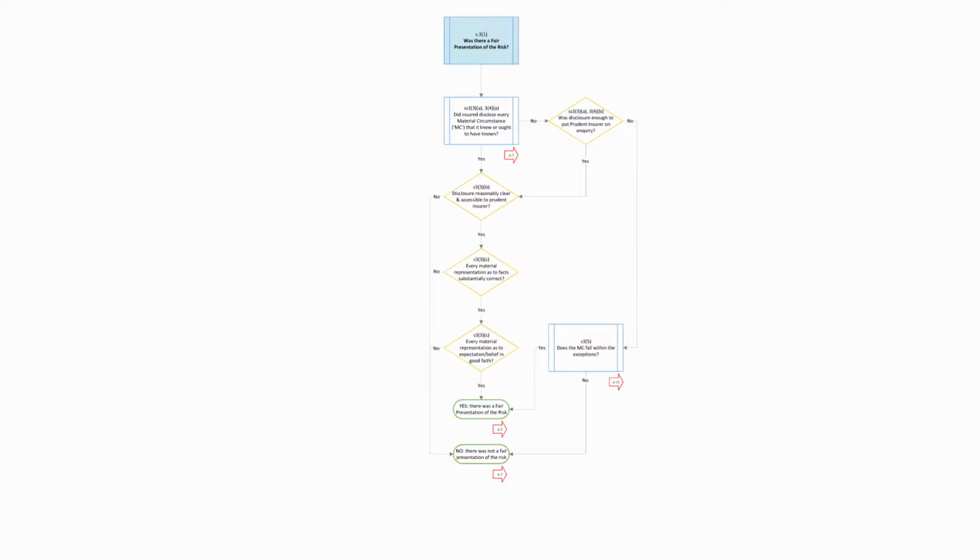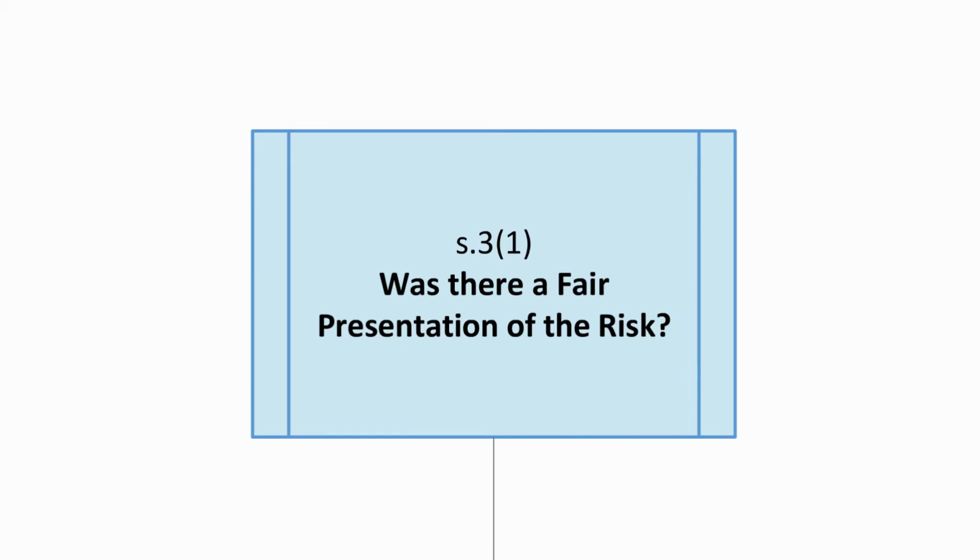Page 5 will help you understand how to assess whether a risk has been presented fairly by an insured. You work through this page just like the previous one, answer each question, and follow the arrows depending on whether the answer is yes or no. Once you've completed this page, you'll know whether there's been a fair presentation of the risk, and whether to answer the question in the blue box with a yes or no.